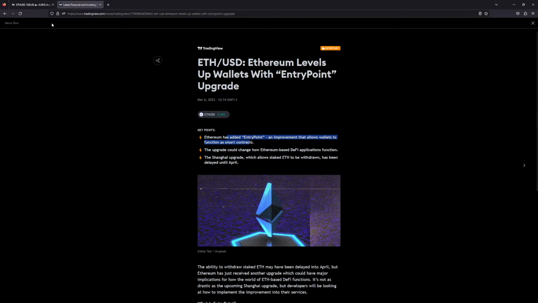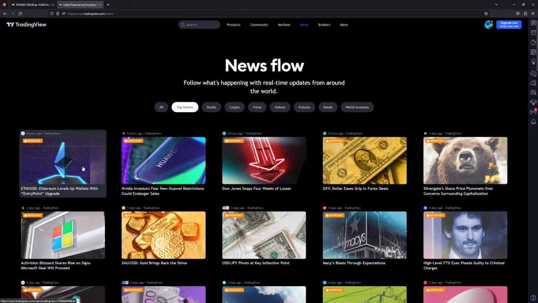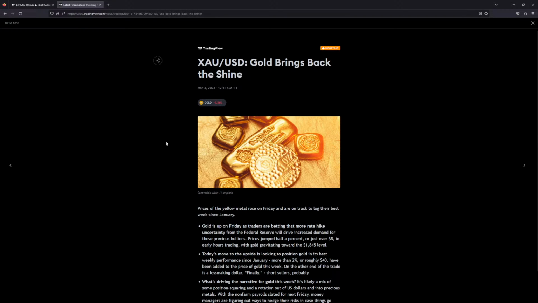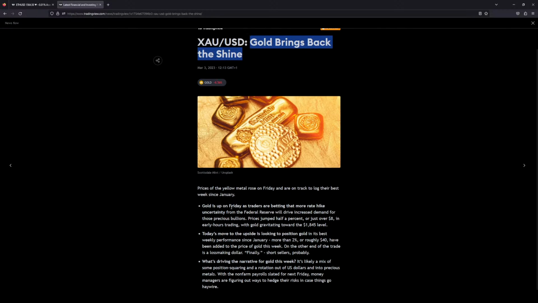So let's go back to the news. I would like to talk about another one. I was looking at these gold news. It seems that gold brings back the shine. Usually TradingView has some kind of important points on the top of the article, but here it is a very short one. Prices of the yellow metal rose on Friday and are on track to log their best week since January. So it seems so promising that gold was so positive, so green on Friday.